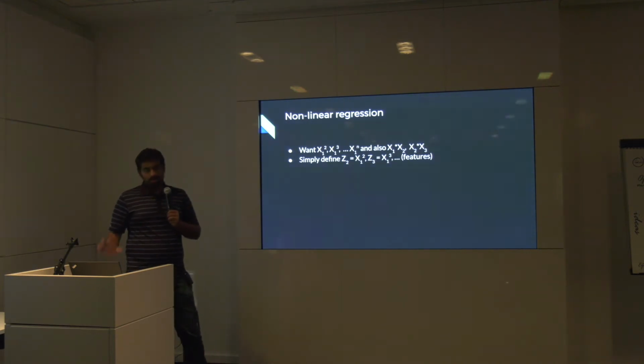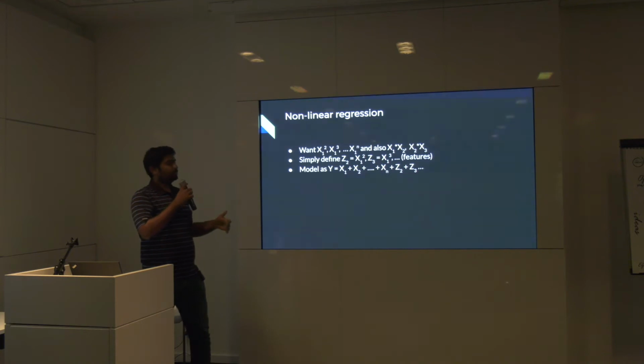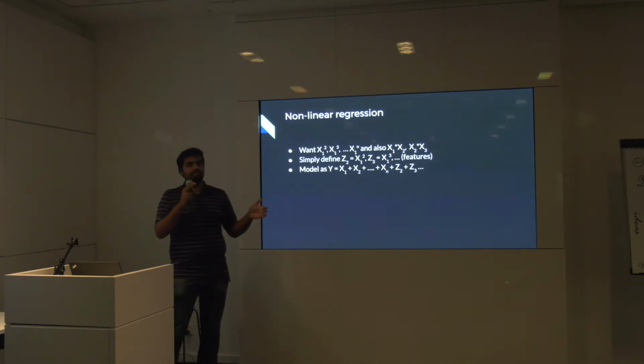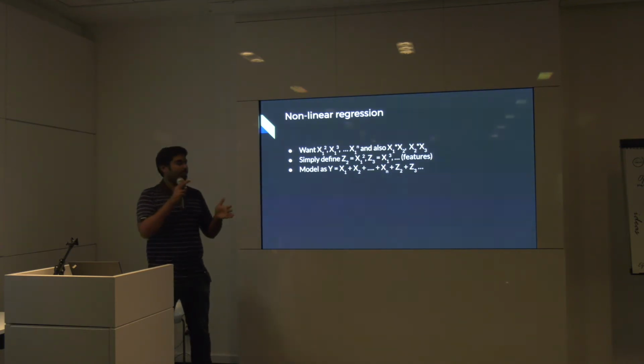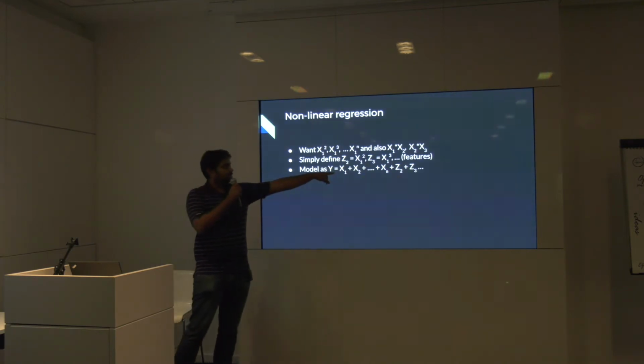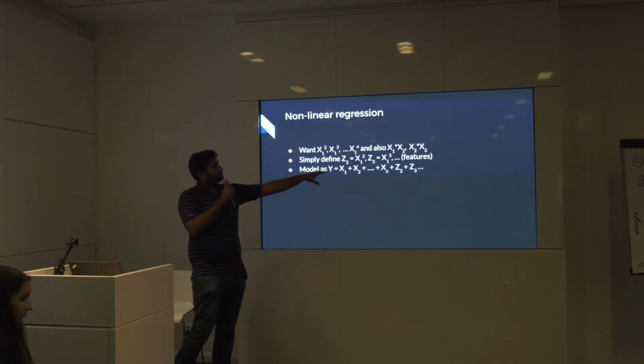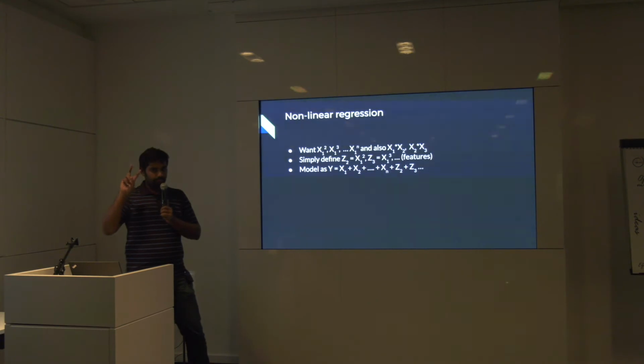Okay, you can just add another column called z1 with these values, and you can model your problem now as, okay, earlier it was y equals x1 plus x2 so on xn, then you just add the extra components. Now the interesting thing about this formulation is that it's still linear, right?